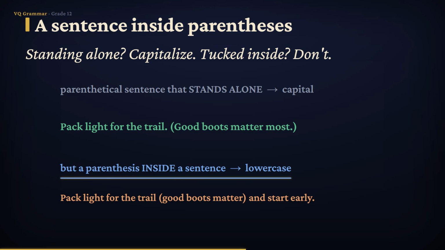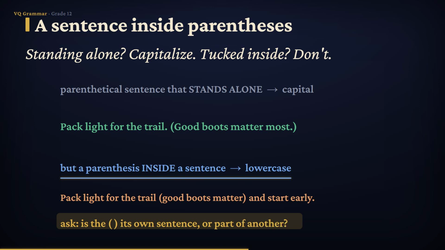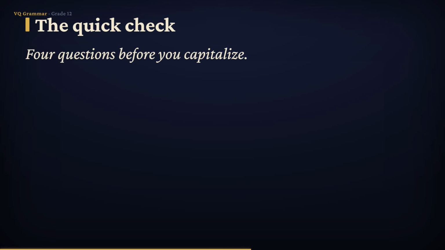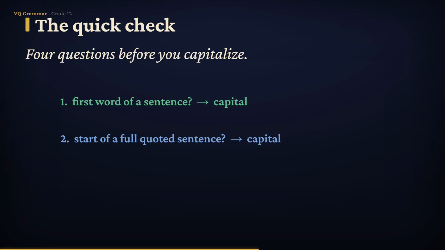The question to ask is always the same. Is the parentheses its own sentence or a piece of another one? Let's fold all of that into a quick check you can run in a second. 1. Is this the first word of a sentence? If yes, capitalize it. 2. Is it the start of a full quoted sentence, not a quotation just resuming after an interruption? If it's a fresh quoted sentence, capitalize.